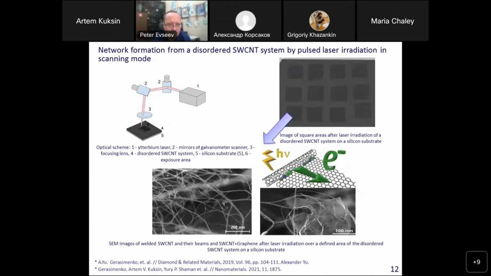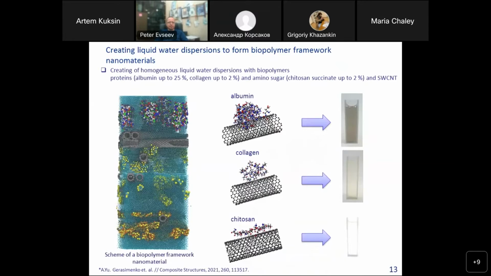Based on the research, we proposed a technology for forming networks of nanotubes in scanning mode to create planar frame nanomaterials in a given area. From nanotubes and hybrids of nanotubes and graphene, such materials can be used to create nanowires in integrated circuits, for example. But to create biocompatible 3D materials, we need to form a framework of nanotubes in biological matrices.